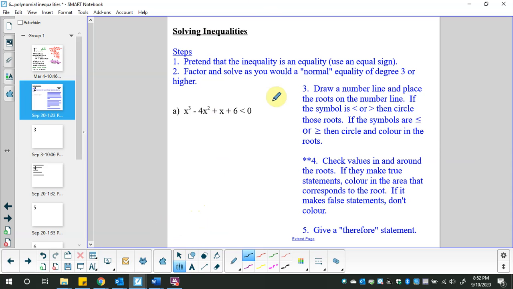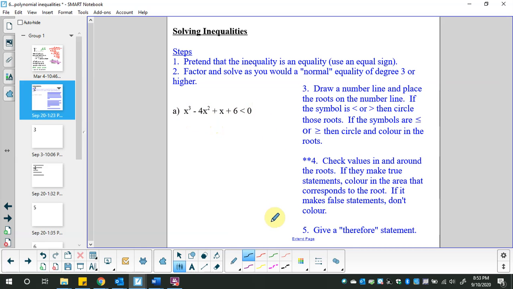And now we're going to run through some of these steps. Eventually we'll go through and take care of them one by one, but we'll see how far we get, and maybe I'll put this on a wider screen so I can show some work. So the first step is to pretend that the inequality is an equality. That means you're going to use an equal sign. Now, as I said, these are inequalities, so we're solving inequalities now. They're still polynomial, because there's all sorts of inequalities. This one is a polynomial inequality.